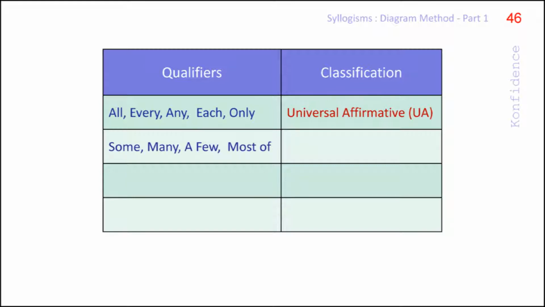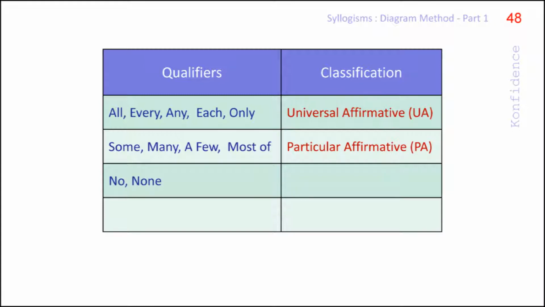In relationships like some M's are N's, many M's are N's, etc., we talk about only some elements of the set M, and so it is called a particular statement. Since it is not negative, it is a particular affirmative statement.